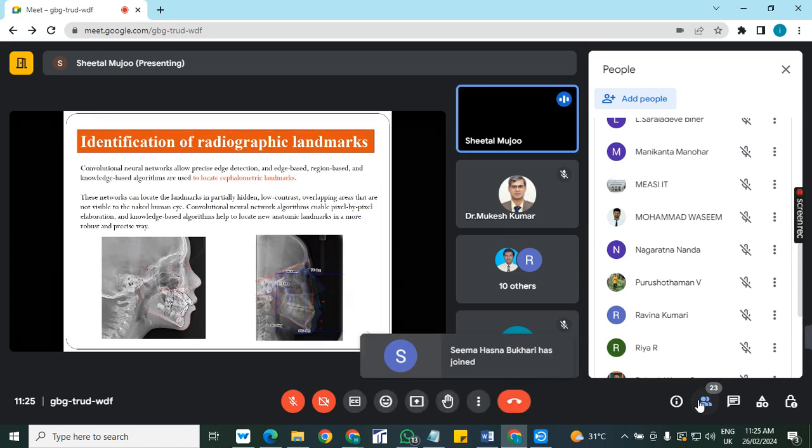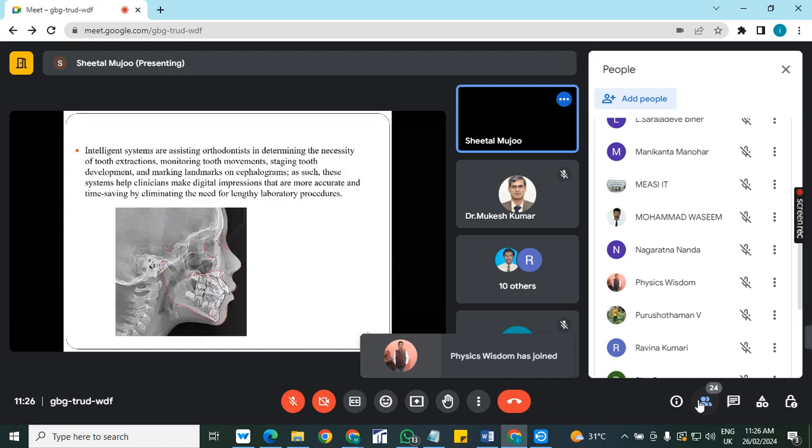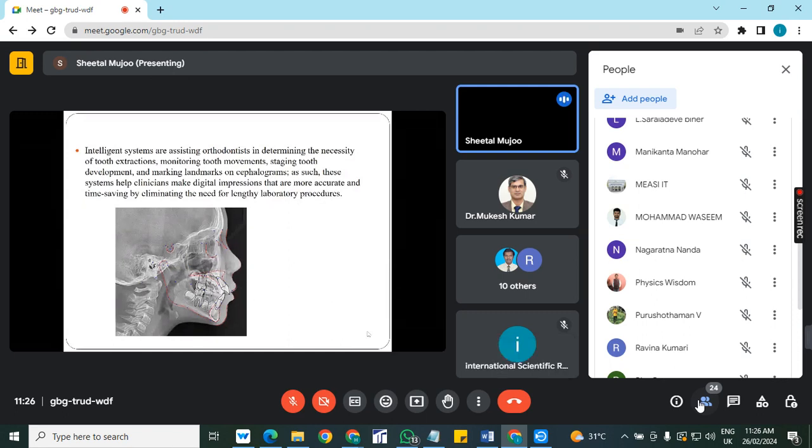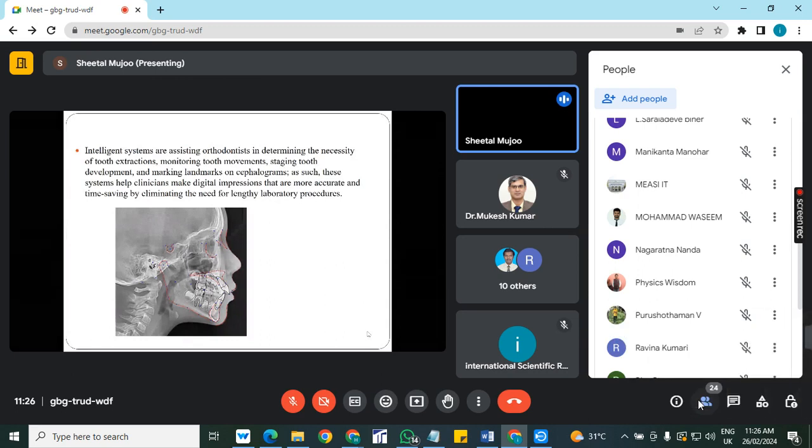So this is a very nice help for the orthodontist, so that their planning of treatment, prediction of how the treatment is progressing, and post treatment, everything will be clearly seen for the patient. It will give us clear information. So it will help the orthodontist in determining whether you need to do any kind of tooth extraction, or whether you want to monitor the tooth movements or tooth development, the staging of tooth development, and landmark markings, in a more accurate and definitely time saving way, eliminating any kind of laboratory procedures.